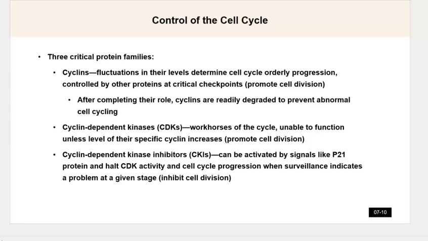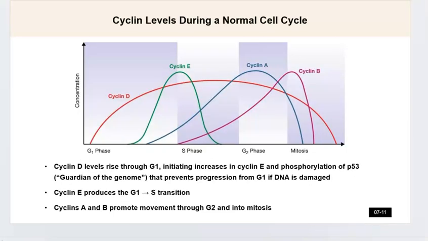So what we need to understand with these three critical protein families is that while the cellular levels of CDKs remain relatively constant, the levels of the cyclins will rise and fall as the cell cycle progresses. And that is what we see here.